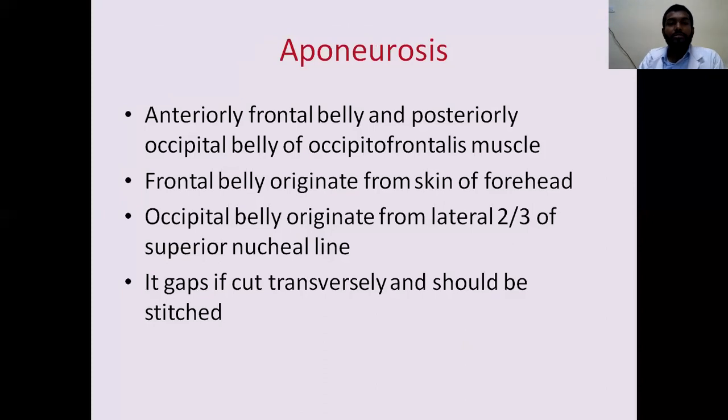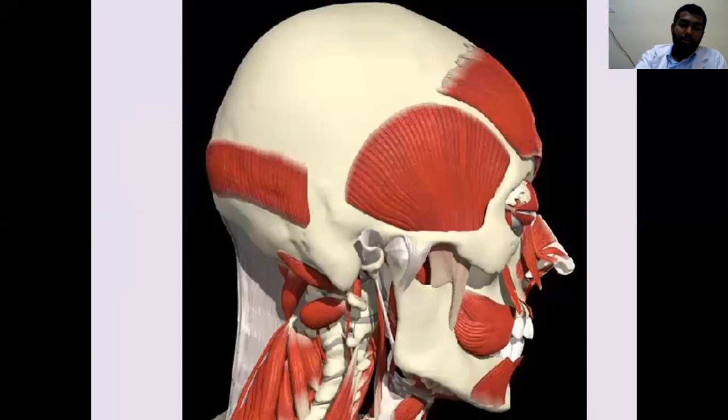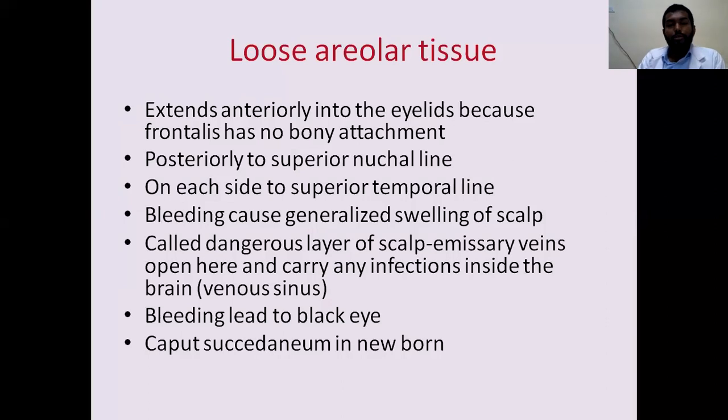Next, what is aponeurosis? It is anteriorly the frontal belly and posteriorly the occipital belly of a muscle called occipitofrontalis. So, in the back it is the occipital belly. In the front, it is the frontal belly. It is called the occipitofrontalis muscle. The frontal belly originates from the skin of the forehead. It is continuous with the skin of the forehead. Whereas the occipital belly originates from the lateral 2/3 of the superior nuchal line. It gapes if cut transversely and it requires suturing. You can see on the front, it is the frontal belly, and behind it is the occipital belly.